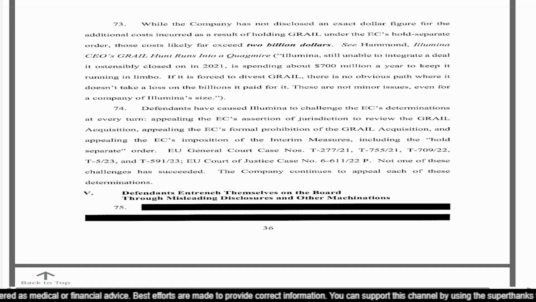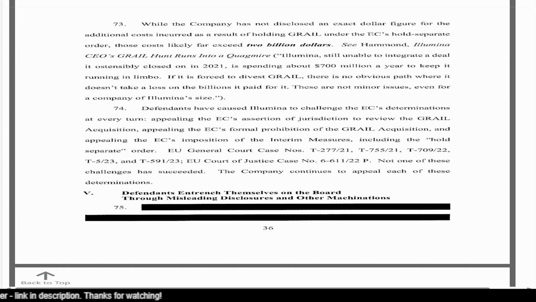So on page 36, the suit quotes an article that says loss is inevitable in divesting Grail. It says here, while the company has not disclosed an exact dollar figure for the additional costs incurred as a result of holding Grail under the EC's hold separate order, those costs likely far exceed $2 billion. See Hammond, Illumina CEO's Grail hunt runs into a quagmire. That's the headline. And in that article it says, Illumina is still unable to integrate a deal it ostensibly closed in 2021. It's spending about $700 million a year to keep it running in limbo. If it is forced to divest Grail, there is no obvious path where it doesn't take a loss on the billions it paid for it. These are not minor issues even for a company of Illumina's size.